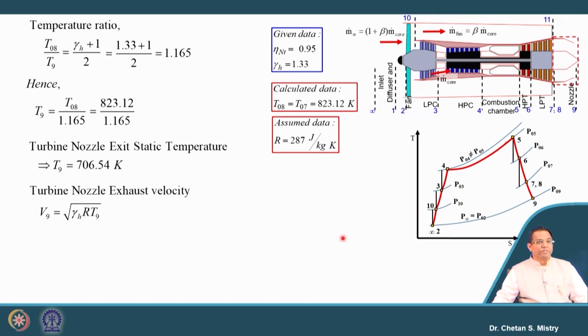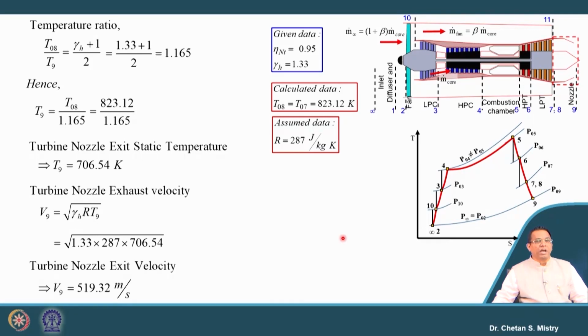Now, this temperature we will be using for the calculation of turbine nozzle exit velocity. It is the square root of gamma R T9. In this case, we put in these numbers, and the turbine nozzle exit velocity is 519.32 meter per second.